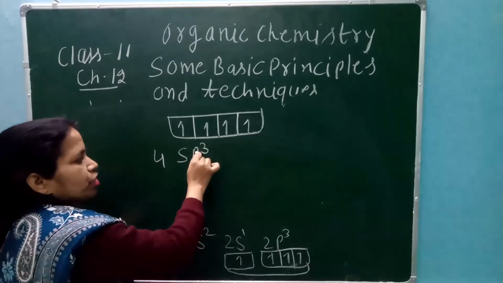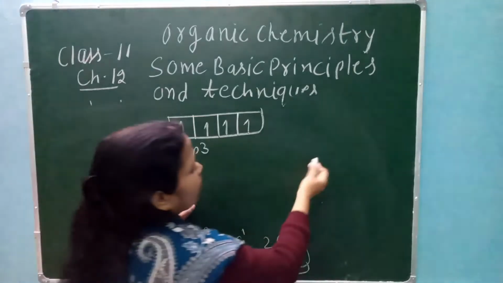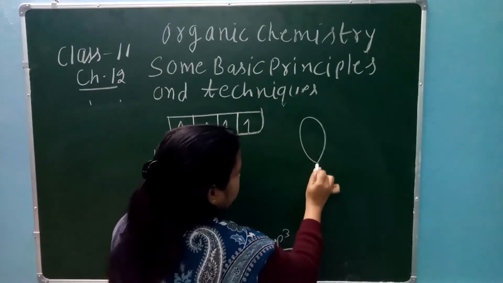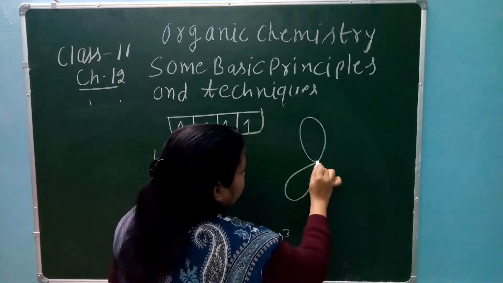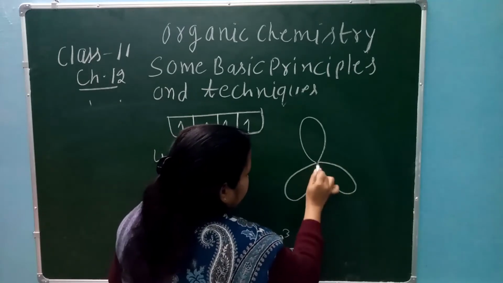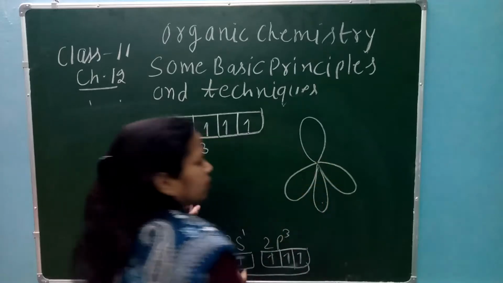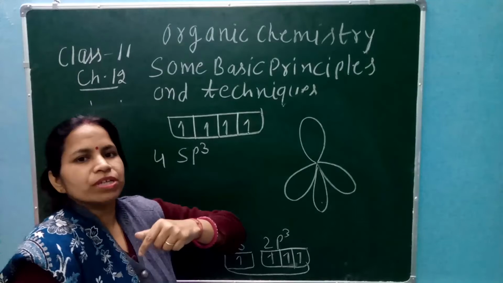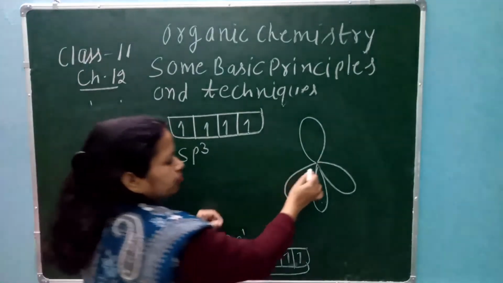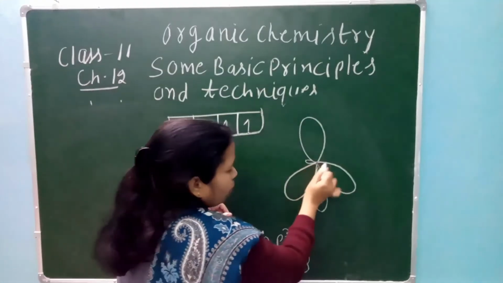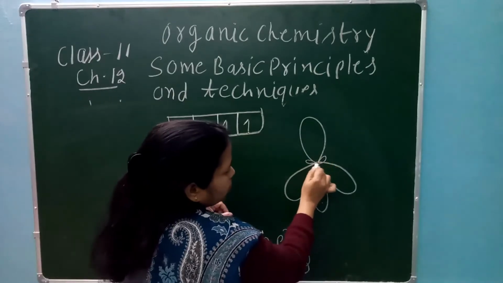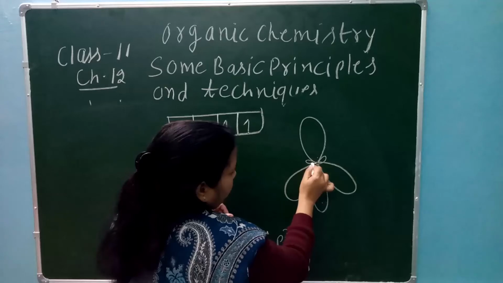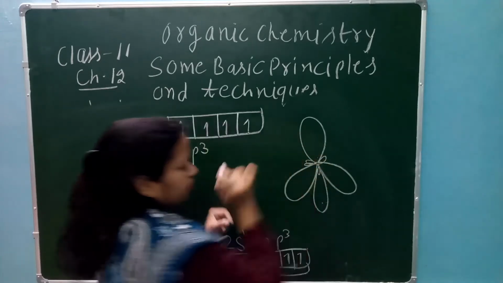Now you can write sp3 hybridization like a flower-like structure, tetrahedral structure. 1, 2, 3 and 1 below the plane. 1, 2, 3 and towards me. So 1 lobe, 2 lobe, and for this 3 lobe, and 1 is above the plane.